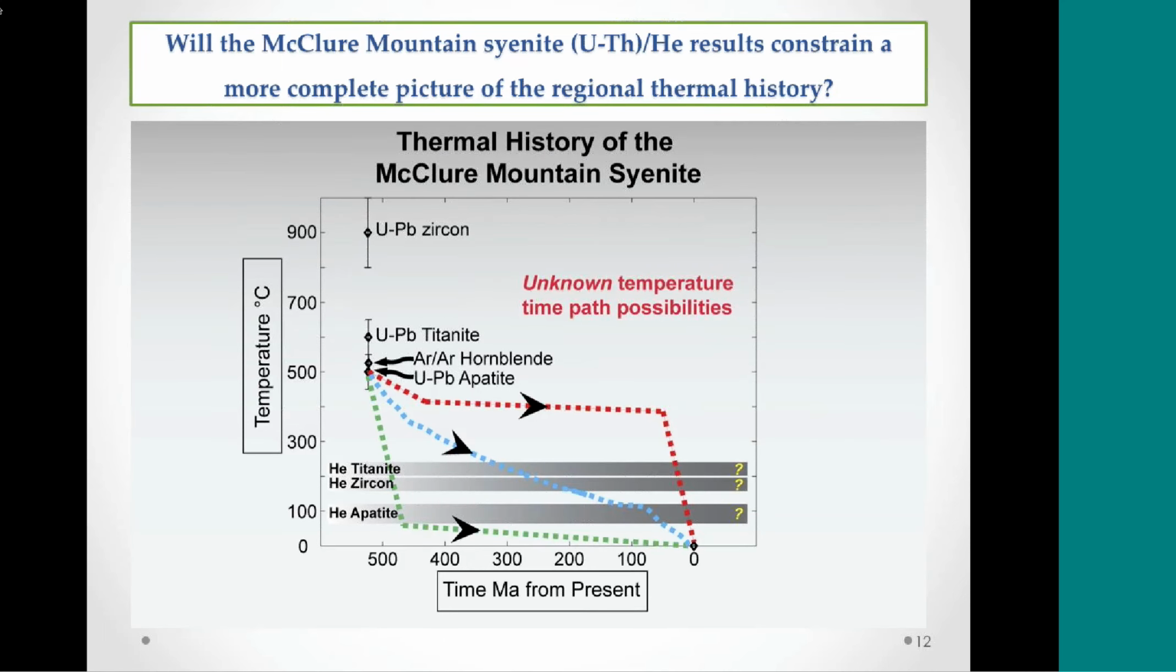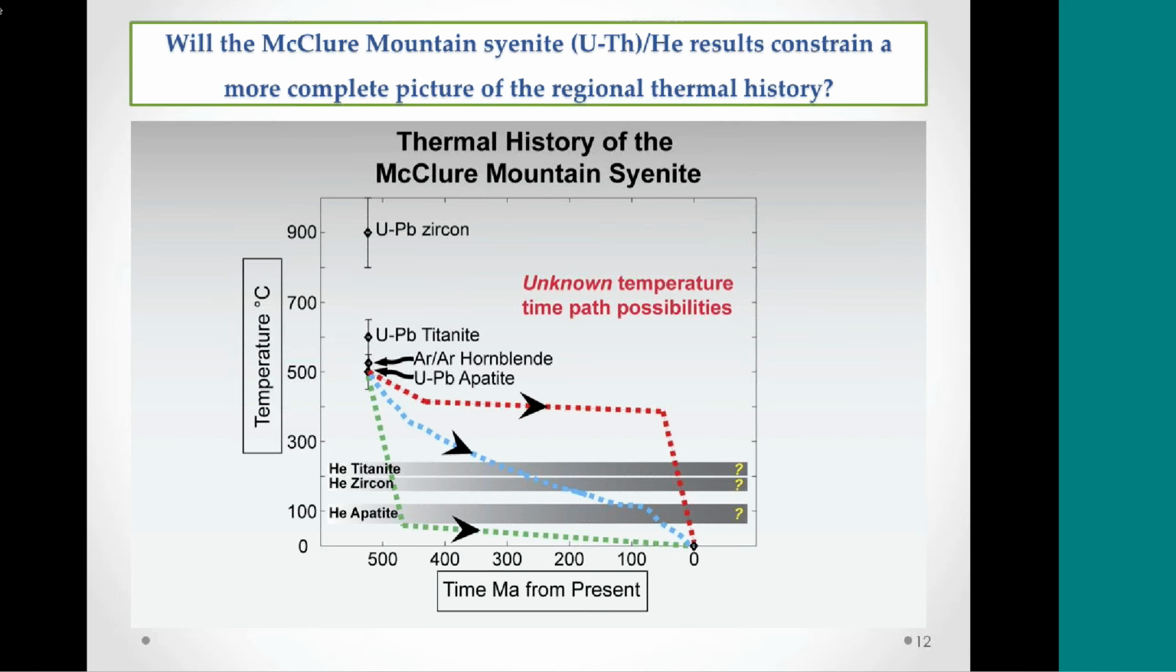So going back to our previous questions, will the McClure Mountain Syenite thorium-helium results constrain the geologic history of this area? This is kind of a complicated graph, but I'll try to walk you through it. Right here we have uranium-lead titanite and zircon. This is what they initially used to date the area. That's how we got our age, about 524 million years old. But we don't know anything below about 450 to 500 degrees Celsius, so we don't know the thermal history during its exhumation process to surface emplacement.